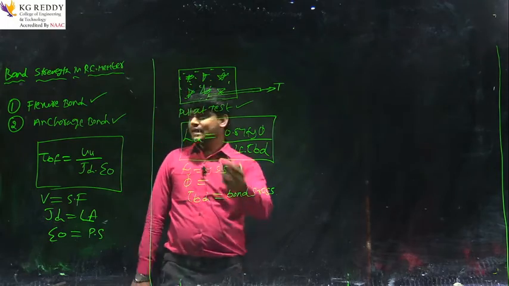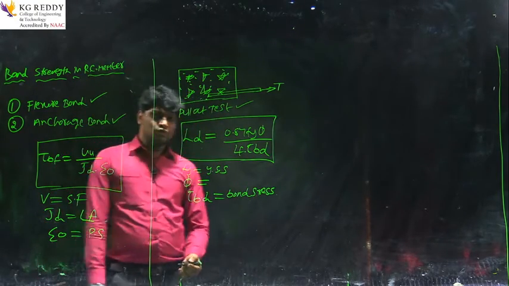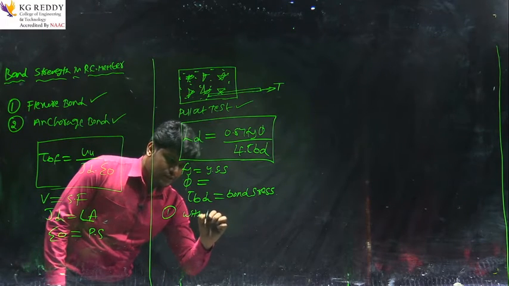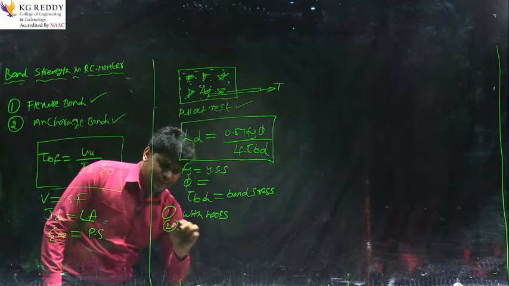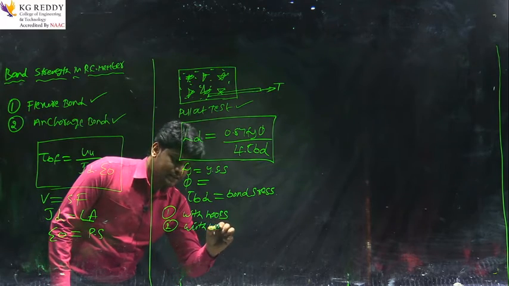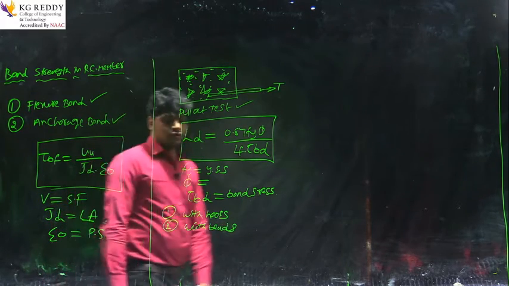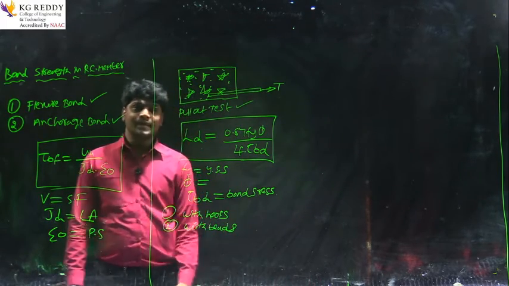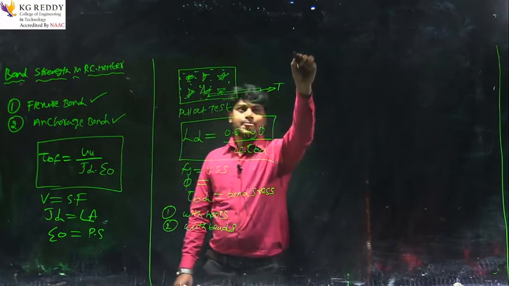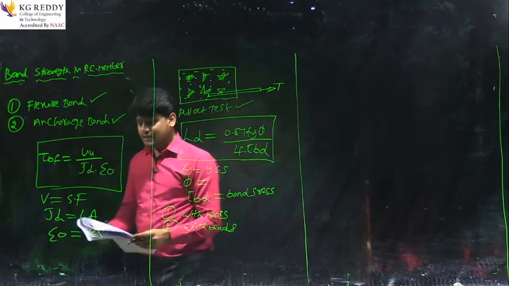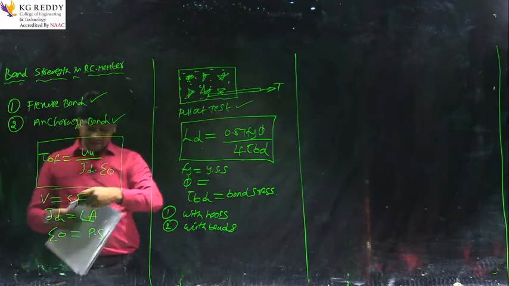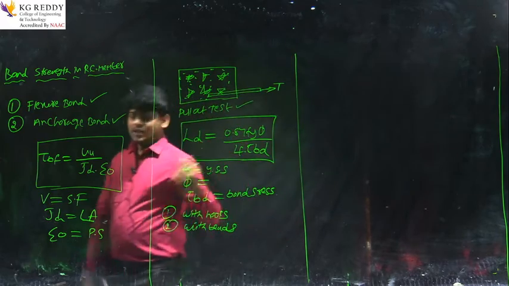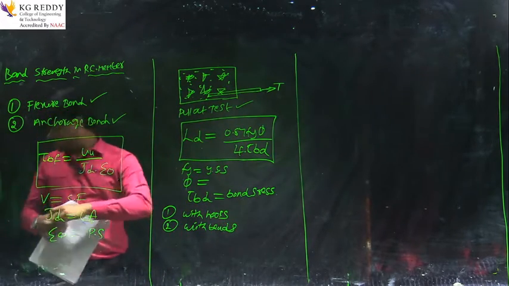Again in this anchorage bond, two cases will be there for the development length: if you are providing hooks or if you are providing bends in the RCC members. So this is just the introduction about bond strength in RCC members. Now you can see the related problems.